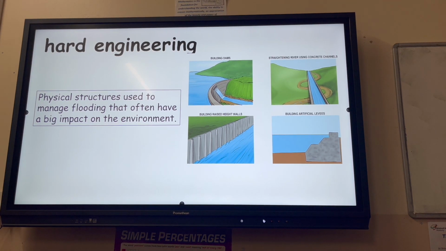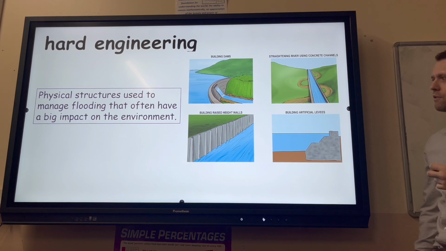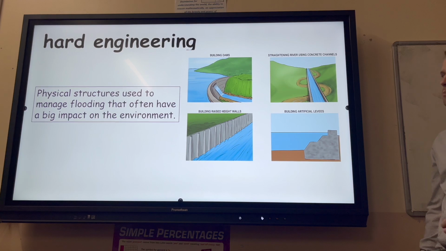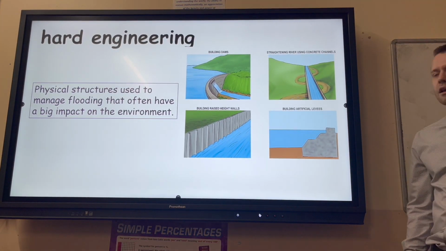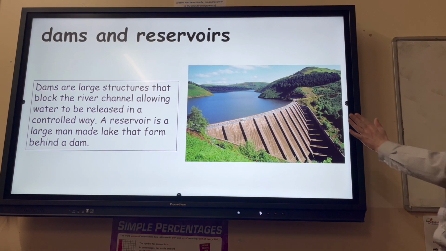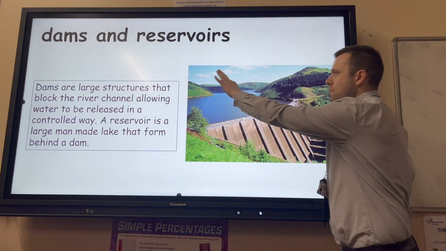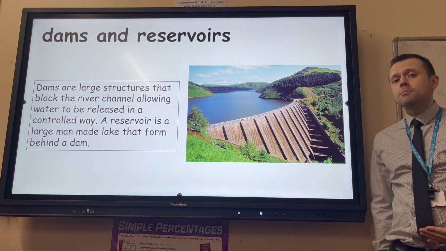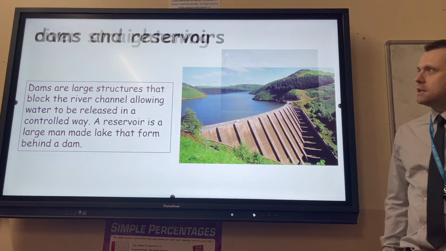Hard engineering are physical structures used to manage rivers and prevent flooding, and there are several different types of hard engineering. Ultimately, they can be effective, but they're very expensive and they're not very ecologically sensitive. One example is dams and reservoirs. A dam is a large concrete structure that's built across a river. A reservoir is a man-made lake that forms behind it. You can use this to manage river flooding because you can release the water as and when needed.